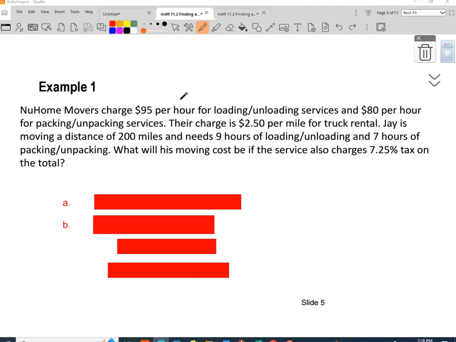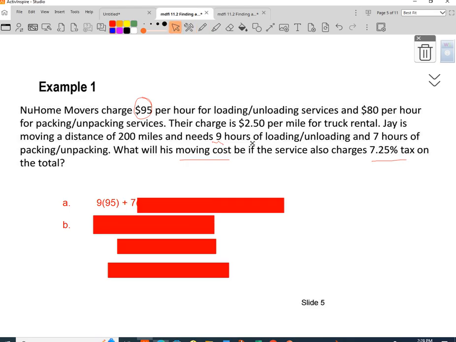So we've got to pay some amount for loading and unloading, some amount for packing and unpacking, and some amount for the truck rental. It tells you here that Jay is moving a distance of 200 miles, and he needs 9 hours of loading and unloading. That would be at $95 per hour, and 7 hours of packing and unpacking. So we have to find his moving cost, and he's got to pay a 7.25% tax on everything.